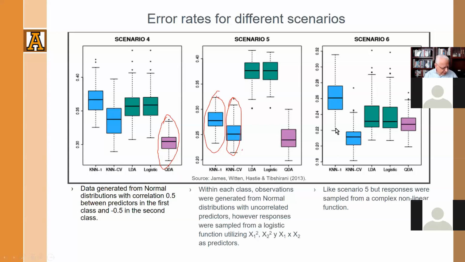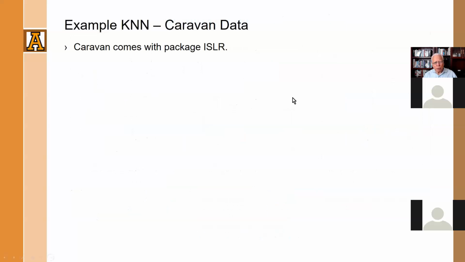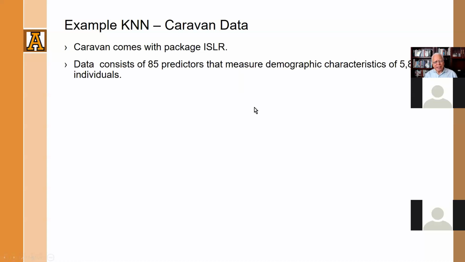Let me erase these things. We're going to do this example with the Caravan data. It comes with package ISLR, and we have 85 predictors that measure demographic characteristics of 5,820 individuals.